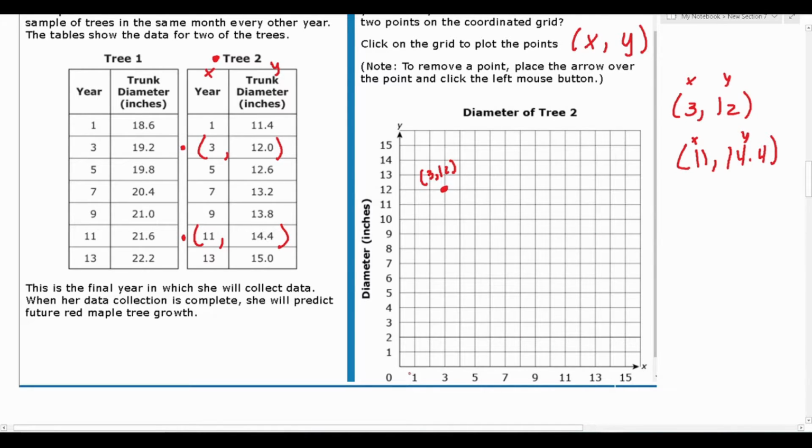So let's go to our x-axis and go over 11. Y is 14.4. So again, y is along this axis. So we're going to go 11 and up 14.4, which is about right here. So this is 11, 14.4. Okay, so that's all there is to this one. You just had to realize that the data that you're given is nothing more than ordered pairs.